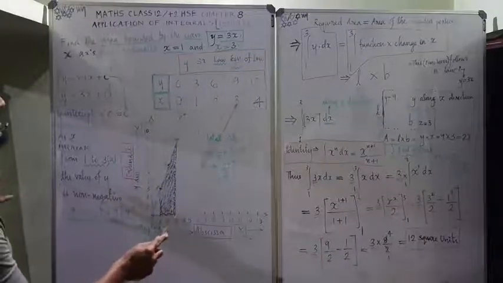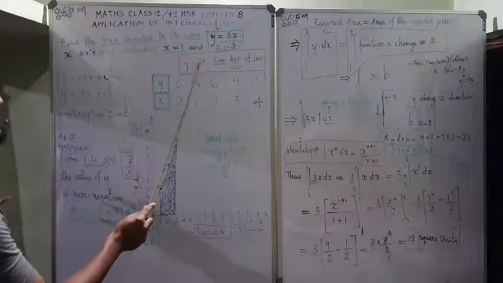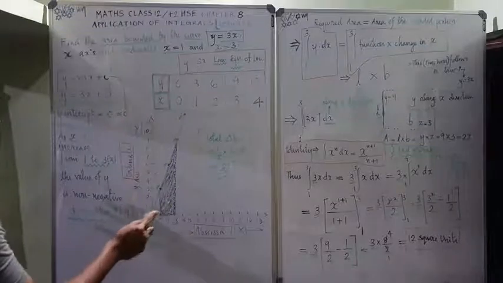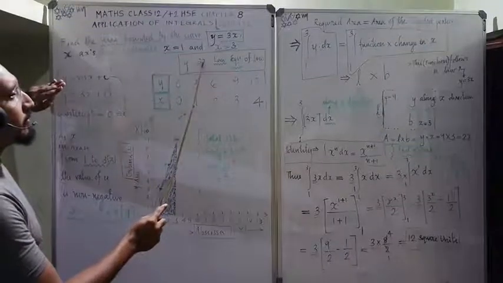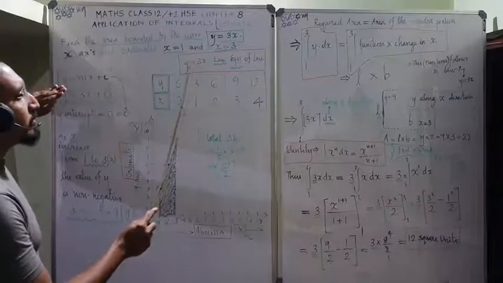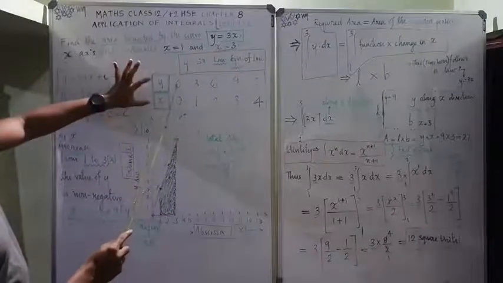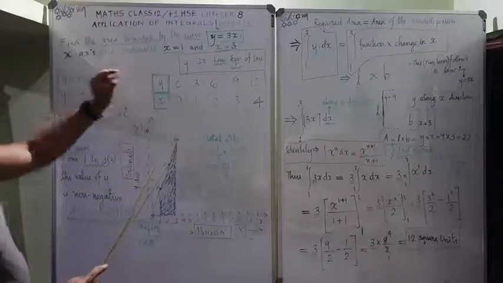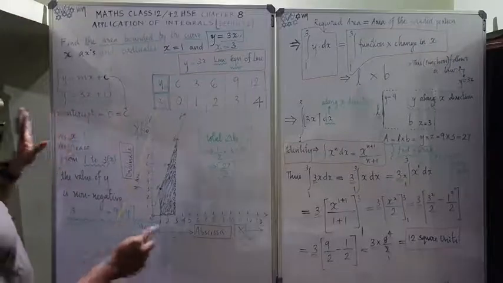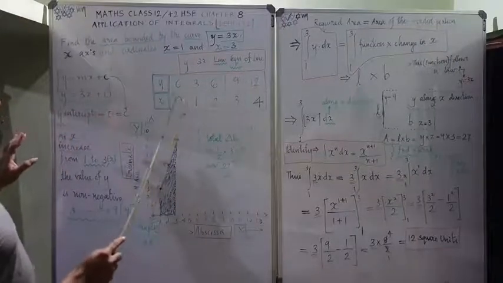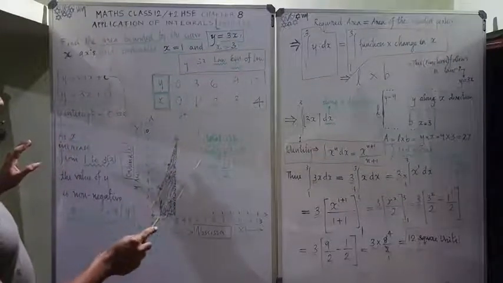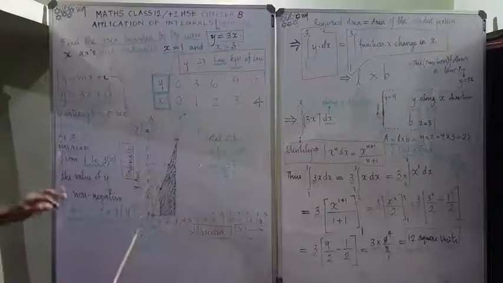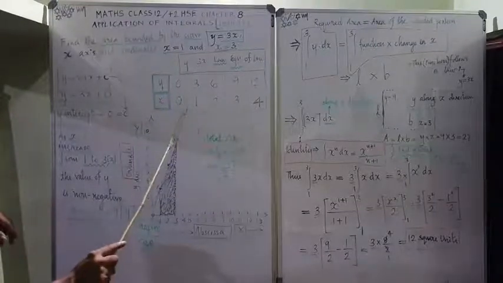When x is equal to 3, then 3 into 3 is 9, so y is equal to 9. When x is equal to 4, 4 into 3 is 12, so y is equal to 12. So these are the coordinates of the points of this curve: (0, 0), (1, 3), (2, 6), (3, 9), (4, 12). So we can draw that curve like this in the diagram.